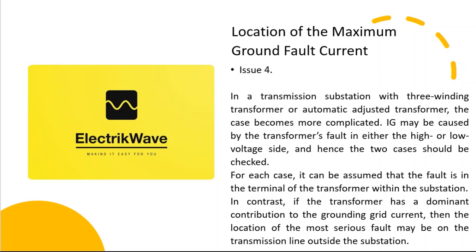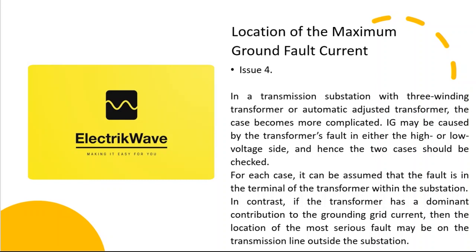Let's see issue 4. In a transmission substation with a 3-winding transformer, or an automatically adjusted transformer, the case becomes more complicated. IG may be caused by the transformer's fault on either the high or low voltage side, and hence the two cases should be checked. For each case, it can be assumed that the fault is at the terminal of the transformer, within the substation. In contrast, if the transformer has a dominant contribution to the grounding grid current, then the location of the most serious fault may be on the transmission line outside the substation.